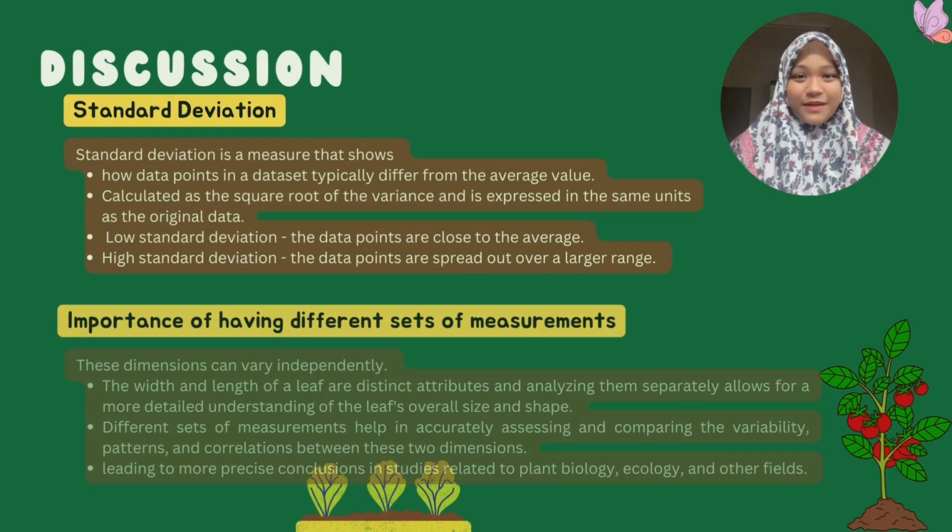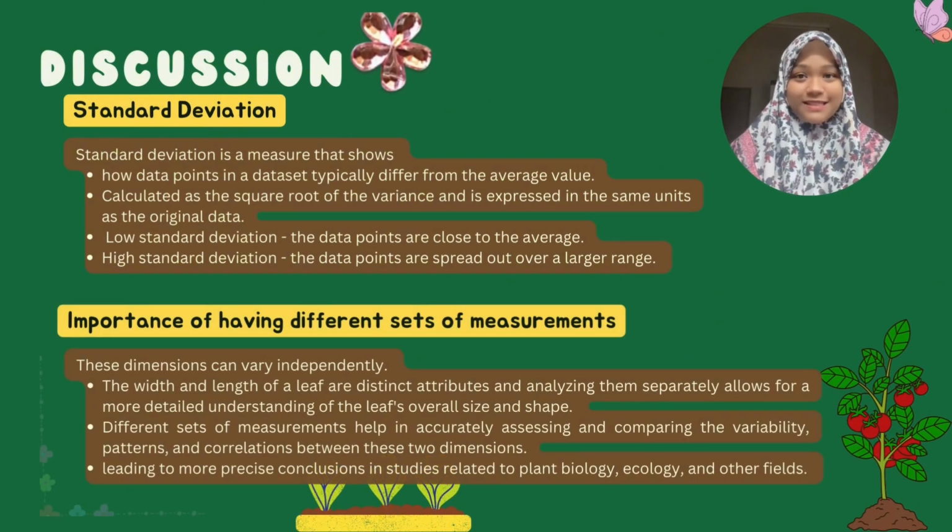Standard deviation is a measure that shows how much individual data points in a dataset typically differ from the average value. It is calculated as the square root of the variance and it is expressed in the same unit as the original data. A low standard deviation means the data points are close to the average, while a high standard deviation indicates that the data points are spread out over a large range.